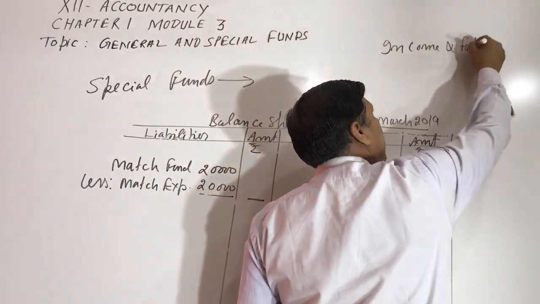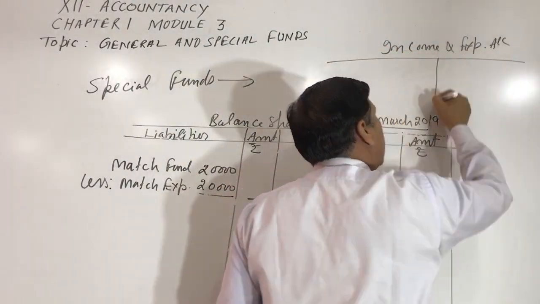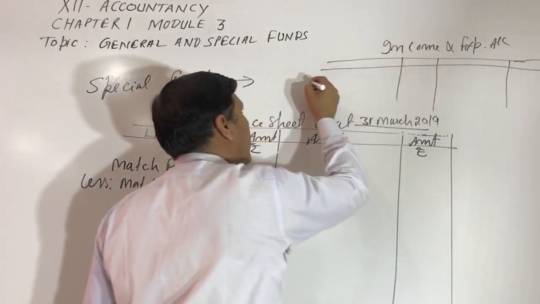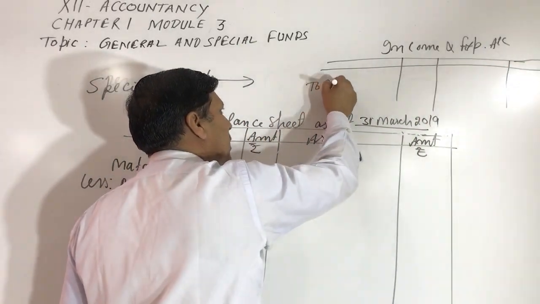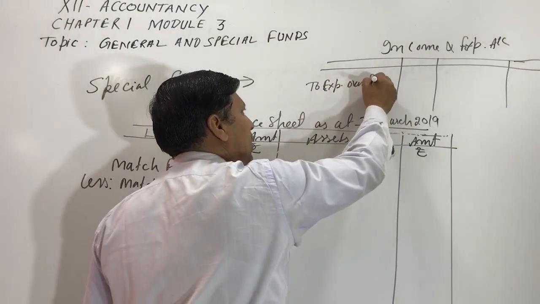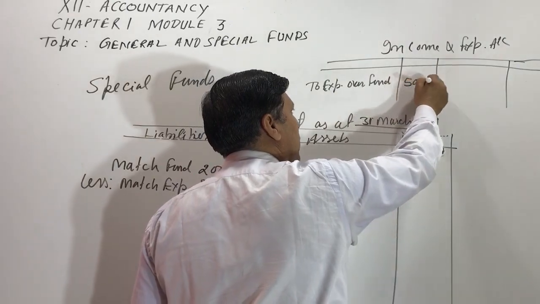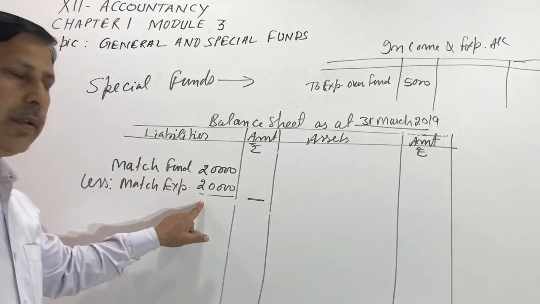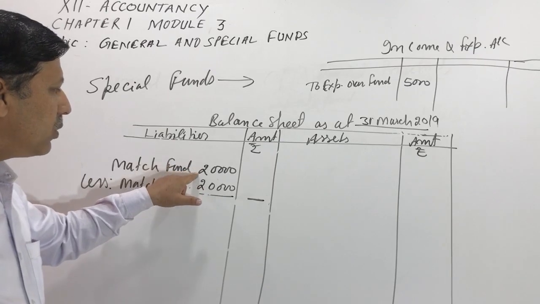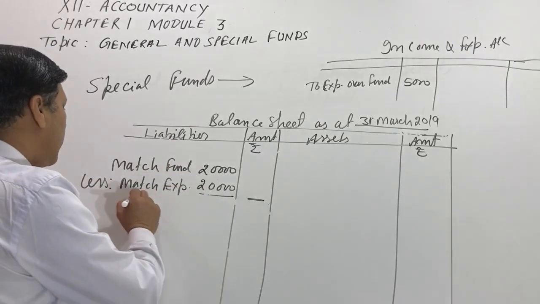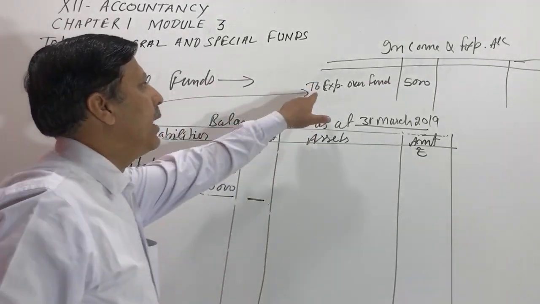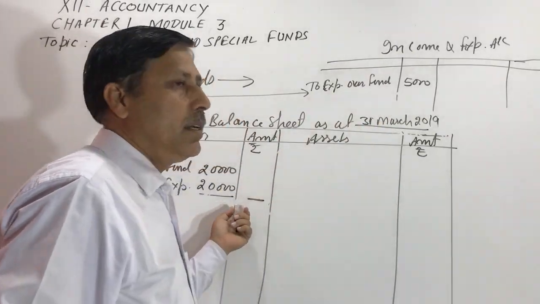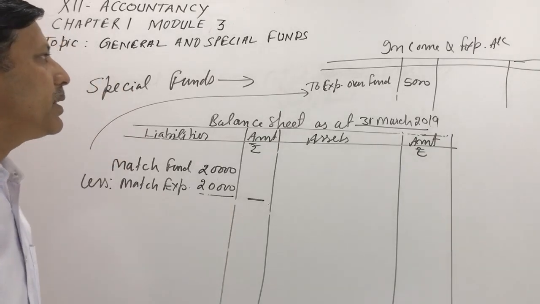In the income and expenditure account, on the debit side, we show expense over fund, 5,000. Match fund is 20,000 and match expense is 5,000, but we have a balance of only 20,000, so the 5,000 will be transferred here as expense over fund. If it is a negative balance, we show it here. If it is a positive balance, we show it there. So this is the specific fund.